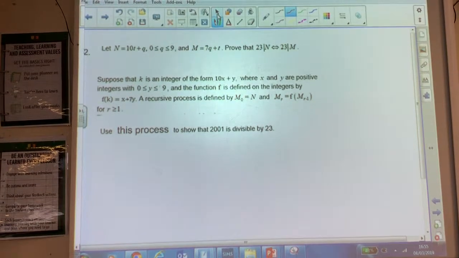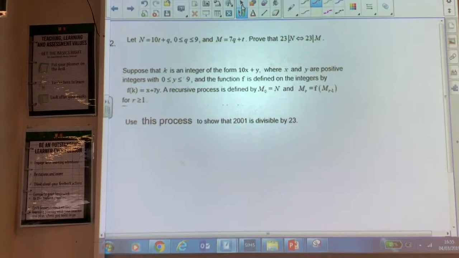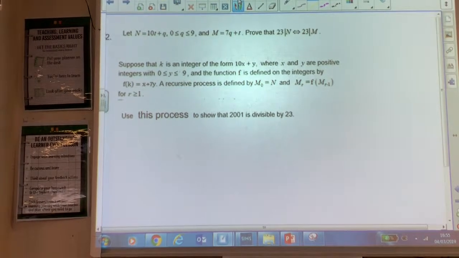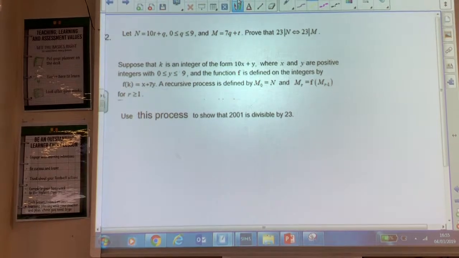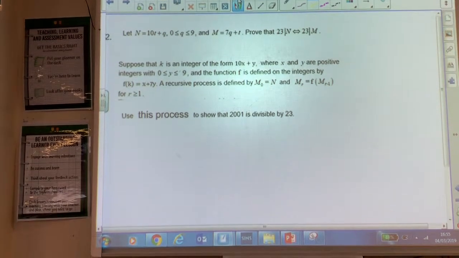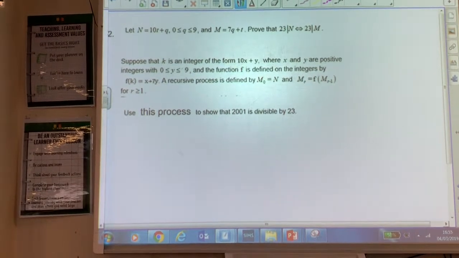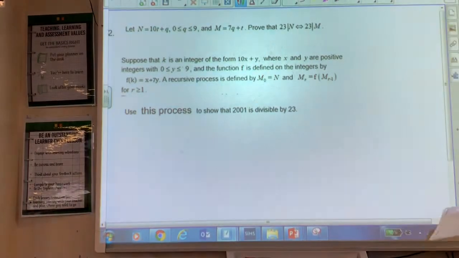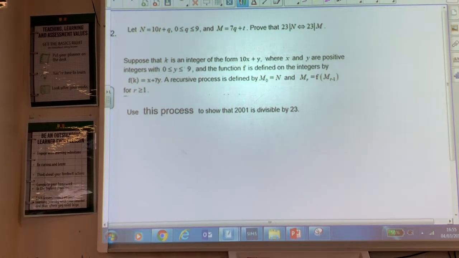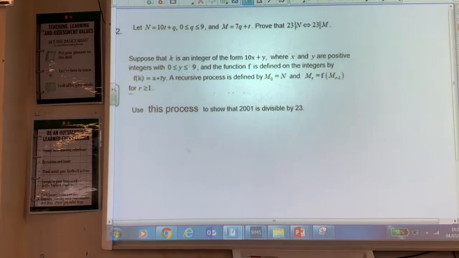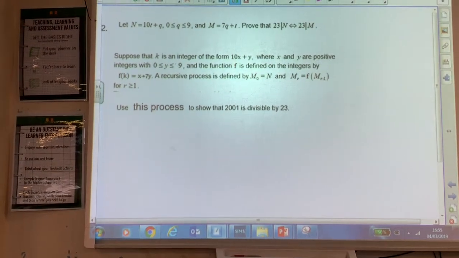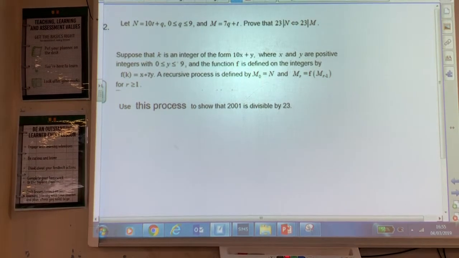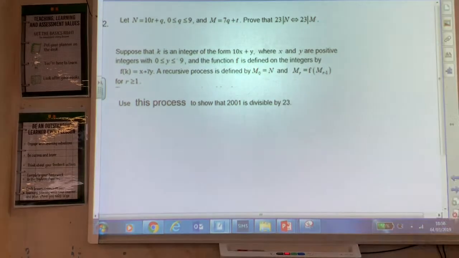Right, so question 2, really similar. In fact, it's almost exactly the same. The first part gets you to prove that if n is divisible by 23, then m is divisible by 23. And then it's going to use those ideas to do an iterative, or they're calling a recursive, process to show that 2001 is divisible by 23. The only difference with this part is that they haven't told you how to link n and m, and m has been written round a slightly dodgy way.